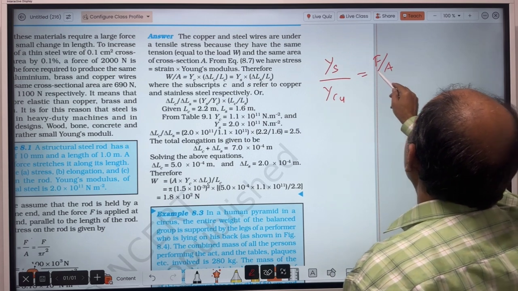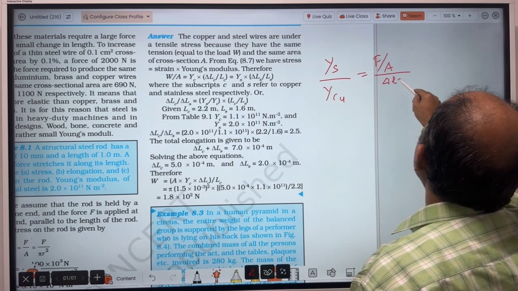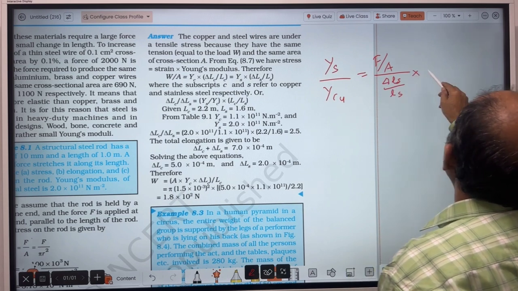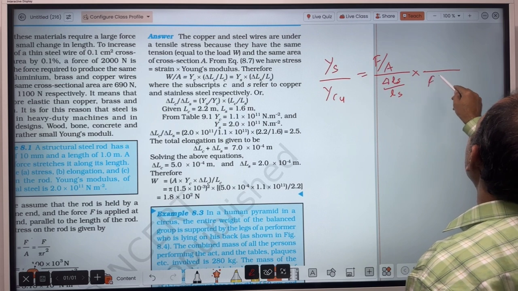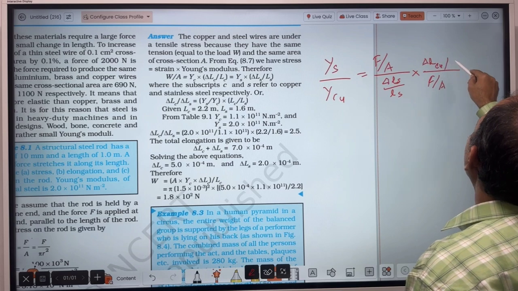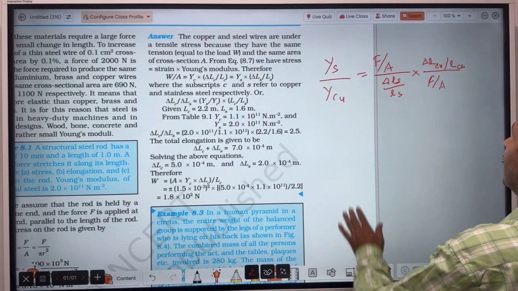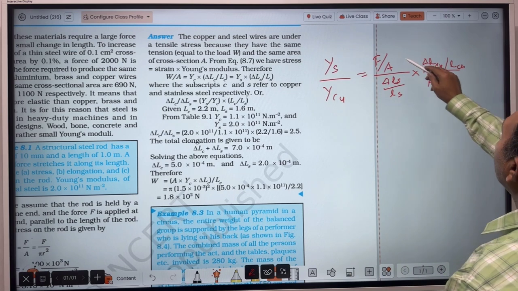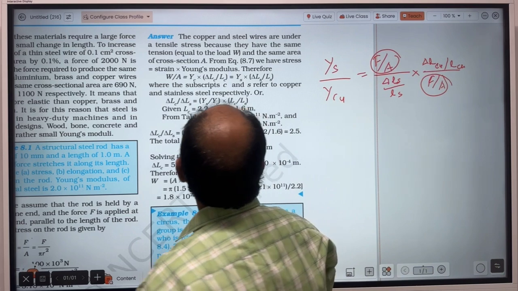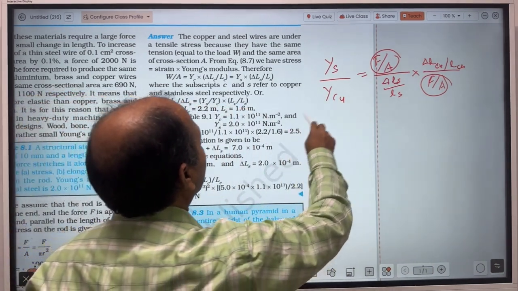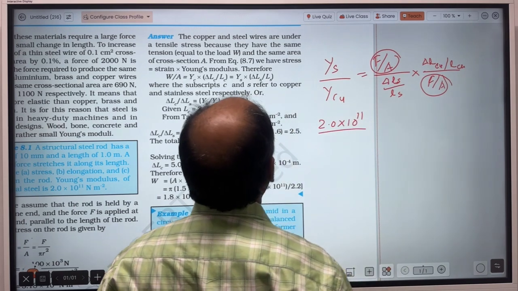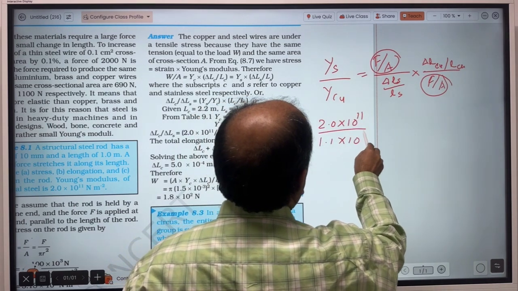for steel divided by delta L steel divided by length of steel wire, multiplied by, for this value we write F upon A, then here delta L copper divided by length of copper, right? I think you have understood. Here the F upon A term will cancel out, and the Young's moduli of the two materials are given, so we can write it as 2.0 into 10 to the power 11 divided by 1.1 into 10 to the power 11.